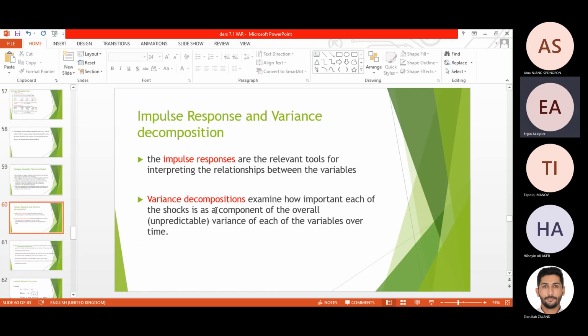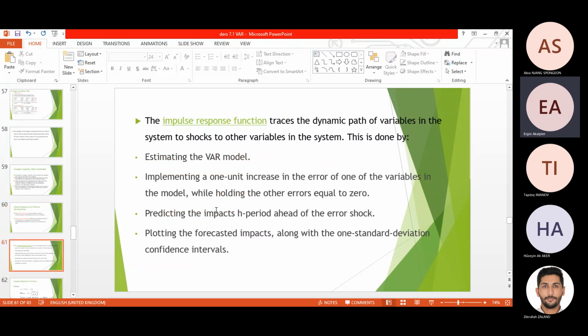Impulse response and variance decomposition. The impulse responses, as I have explained in the last lecture, are the relevant tools for interpreting the relationship between the variables, and variance decomposition examines how important each of the shocks is as a component of the variables, the so-called unpredictable variance of each of the variables over time. The impulse response function traces a dynamic path of a variable in the system to a shock to another variable in the system. This is done by estimating the VAR model, implementing a 1 unit increase in the error of one of the variables in the model, while holding the other errors equal to 0.